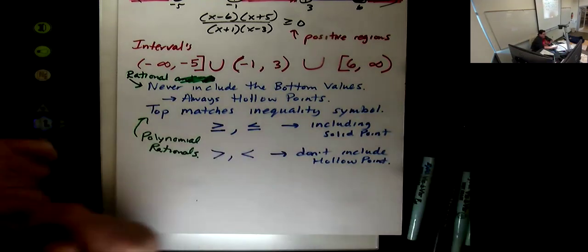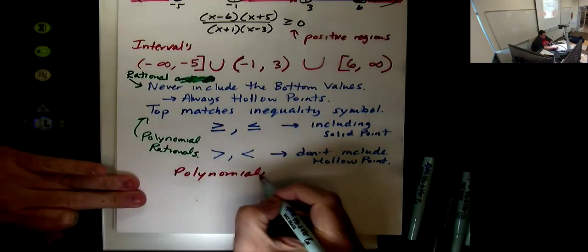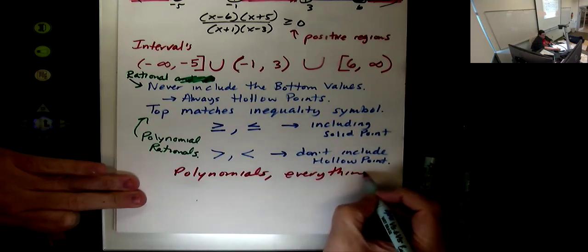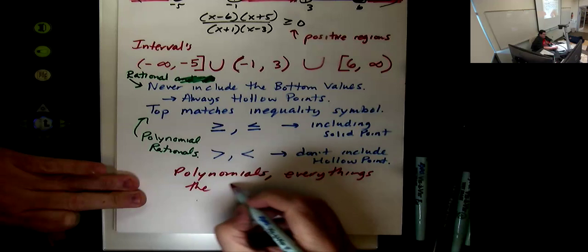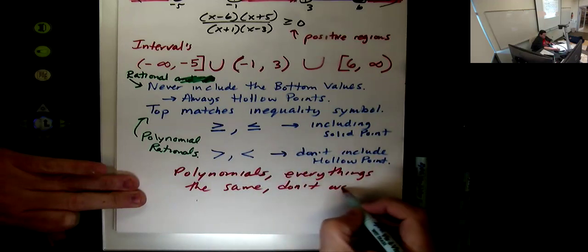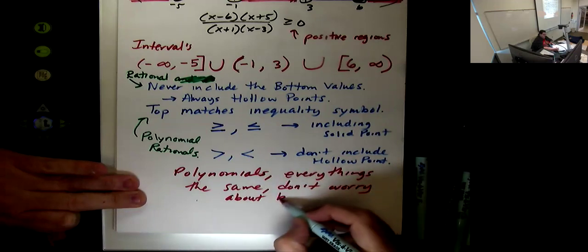So polynomials. Everything's the same. Don't worry about the bottom. Because there isn't one.